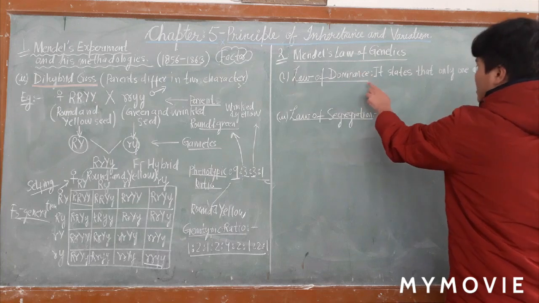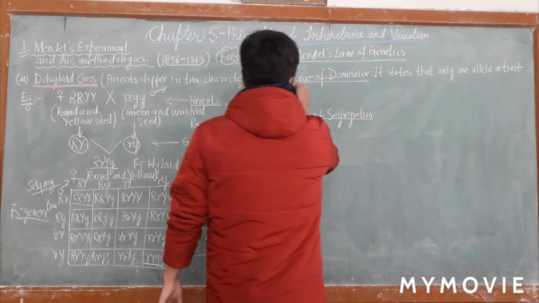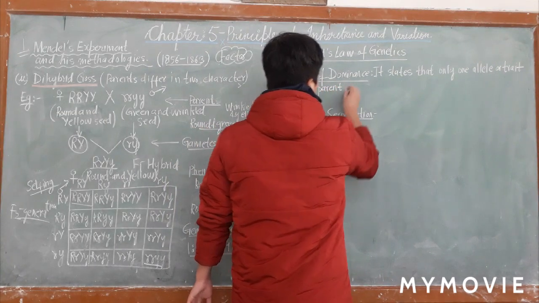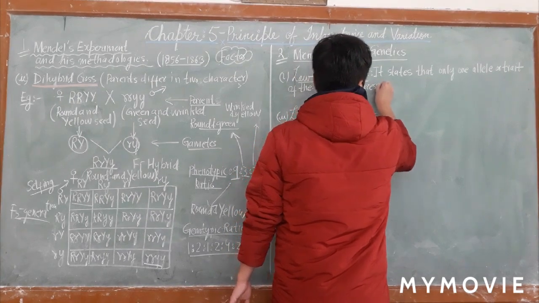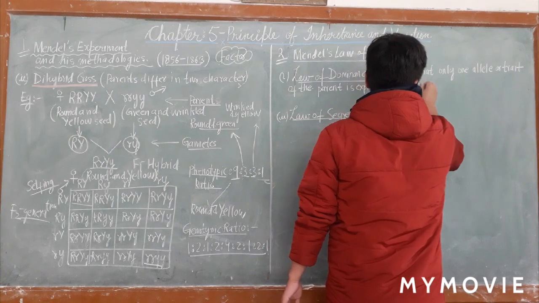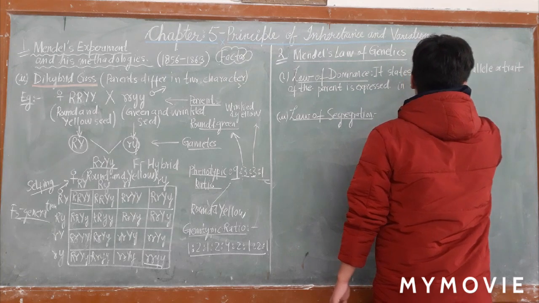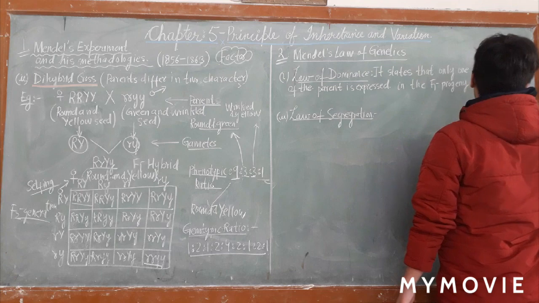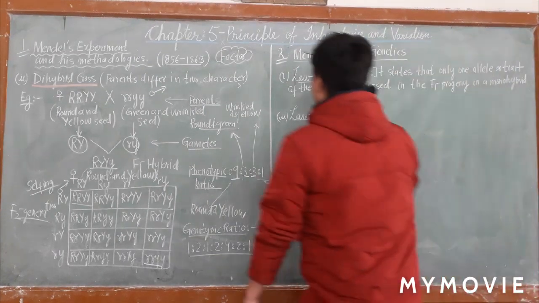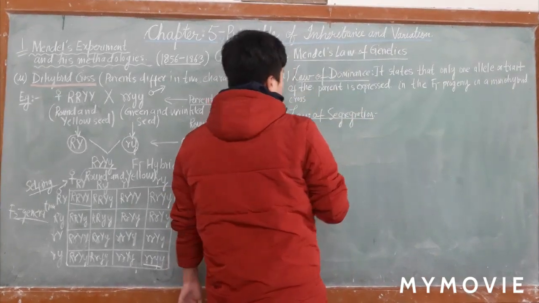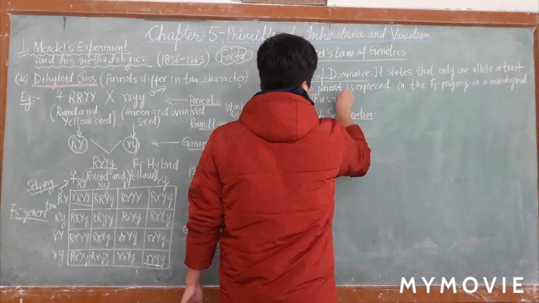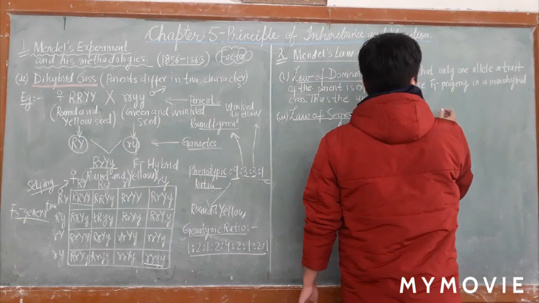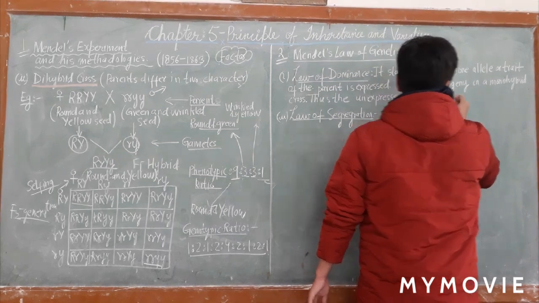Okay, so move on to the next one. Dominance. Dominance shows that only one allele or trait of the parent is expressed in the F1 progeny in a monohybrid cross. Thus, the unexpressed trait is called recessive.